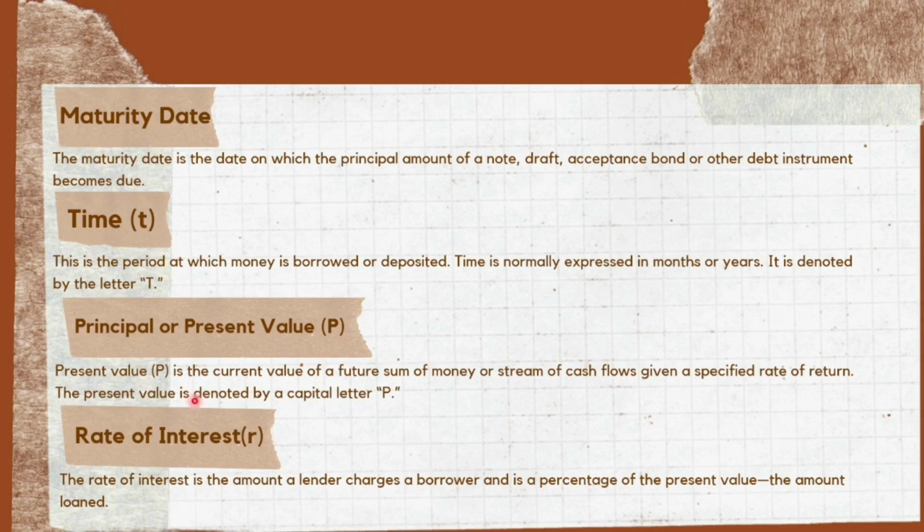Principal or present value. Present value is the current value of a future sum of money or stream of cash flows given a specified return rate or rate of return. The present value is denoted by a capital letter P. Next, we have rate of interest, or in short, rate. The rate of interest is the amount a lender charges a borrower and is a percentage of the present value, or the amount loaned.